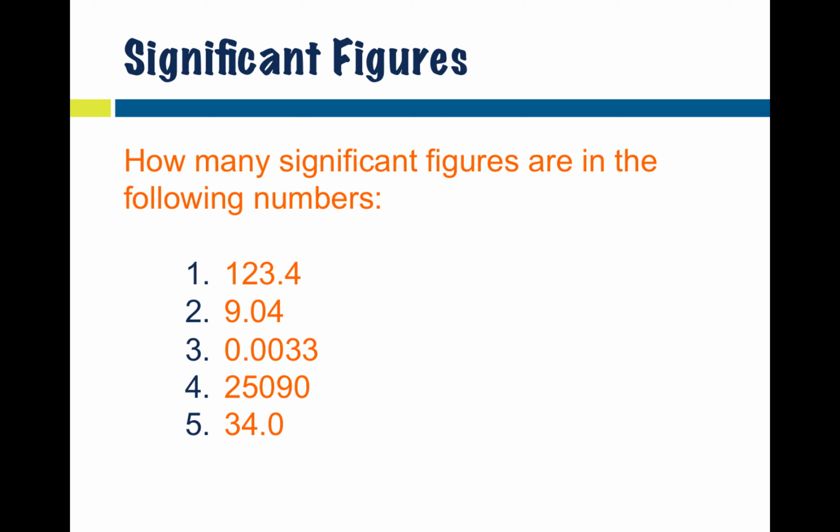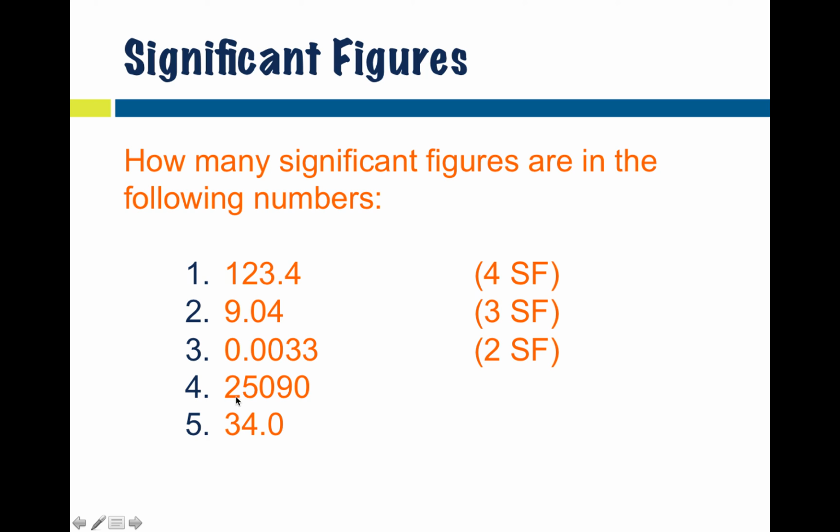So let's practice. All right, how many significant figures are in each of the following. Number 1, 123.4, all non-zero, 4 sig figs. Number 2, 9.04. There's a 0, but it's sandwiched between two non-zero numbers, so they're all significant, 3 sig figs. What about number 3, 0.0033? These zeros, are they significant? There's a decimal, but they're in the beginning, so they are not significant. So number 3 only has 2 sig figs.